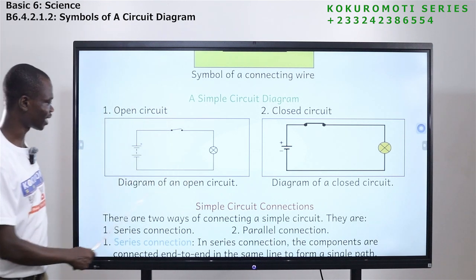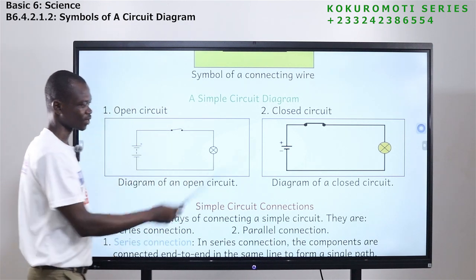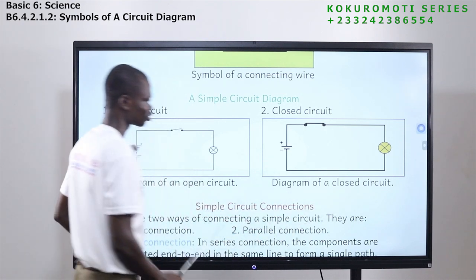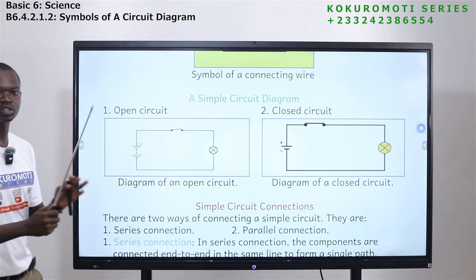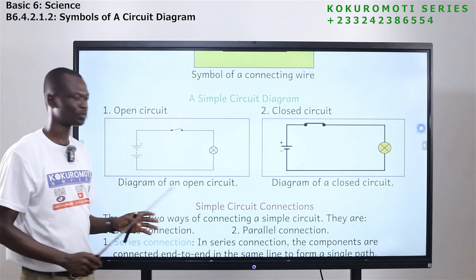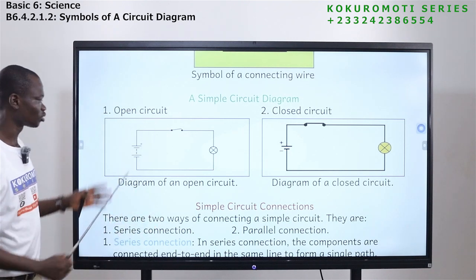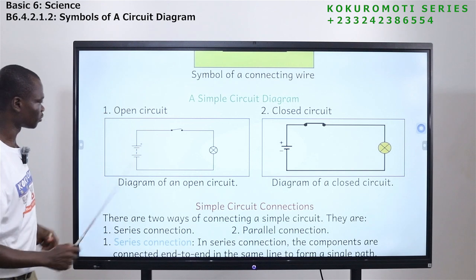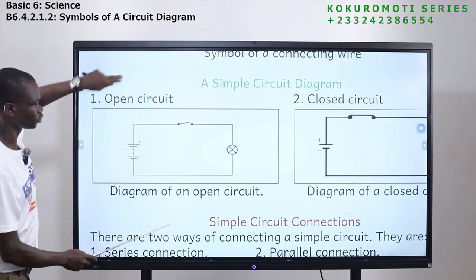So this is what? A diagram of an open circuit. A diagram of a closed circuit. So the difference is that one produces light because the switch is closed. The other one does not produce light because the switch is open. So this is what you should know. Now here, another thing that I want to show you.